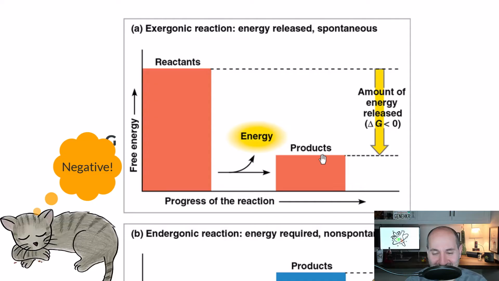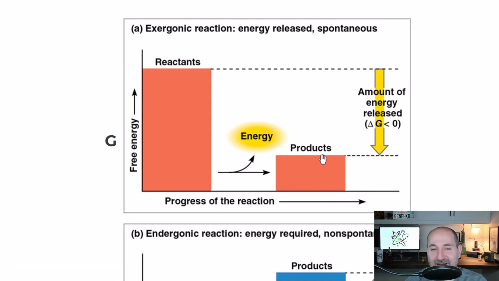That's right, Wicket. This is a negative delta G reaction, right? Because you're starting with a high free energy state, you're ending this process with a lower free energy state. So this is a negative change in G, right? So it's a negative delta G. That means that this is an example of an exergonic reaction, a spontaneous reaction.